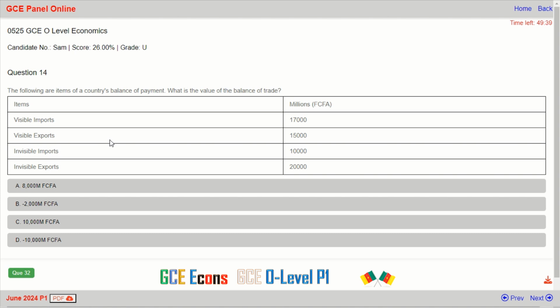So when we look at our visible exports minus visible imports, we are going to have 15,000 minus 17,000, right? So exports minus imports is going to give us negative 2,000.